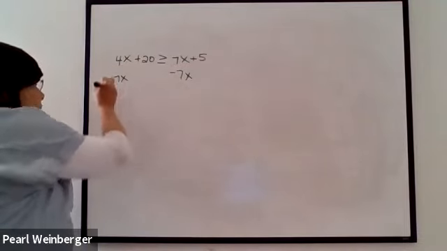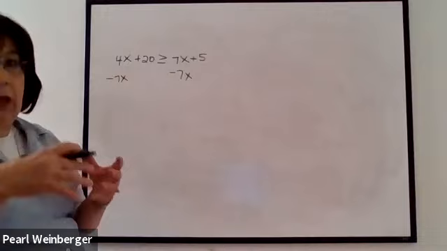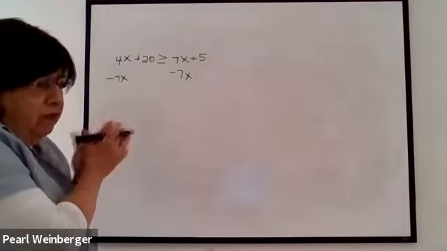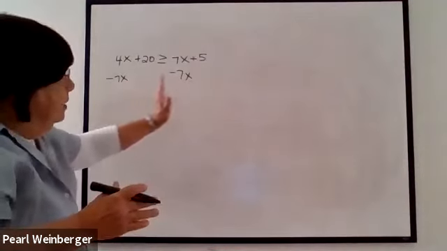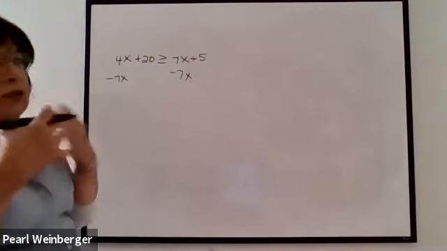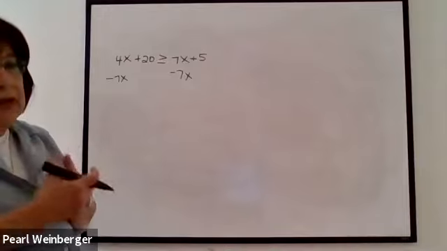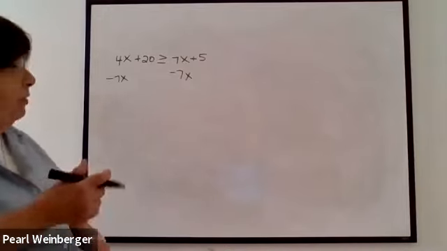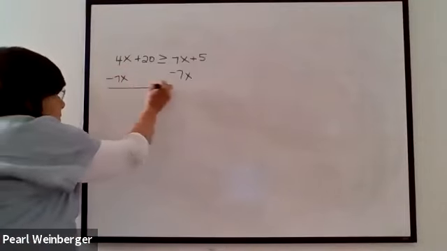It's very important when you're dealing with an inequality that you get your answer giving the x on the left side and the number on the right side. That's the way it reads the clearest. That's the way you're going to understand it best. That's the way you're going to be able to graph it best on the number line.